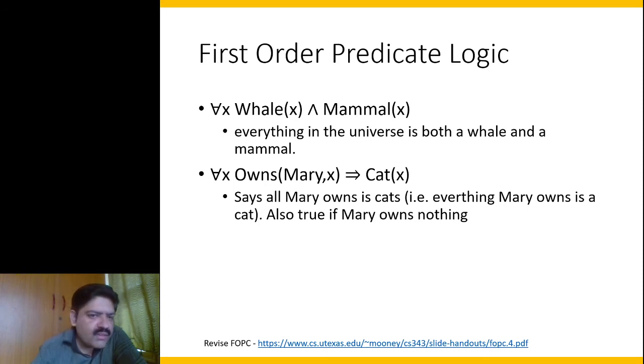Okay, so if "Mary owns x" is true, then that implies that "x is cat" is also true. In other words, all Mary owns is just cats. That is, everything Mary owns is a cat. This is also true if Mary owns nothing. Okay, so that's a small nuance that you should pay particular attention to. It's possible that Mary does not own anything. If she owns something, then it must be a cat. So this is the implication relation that we use here.